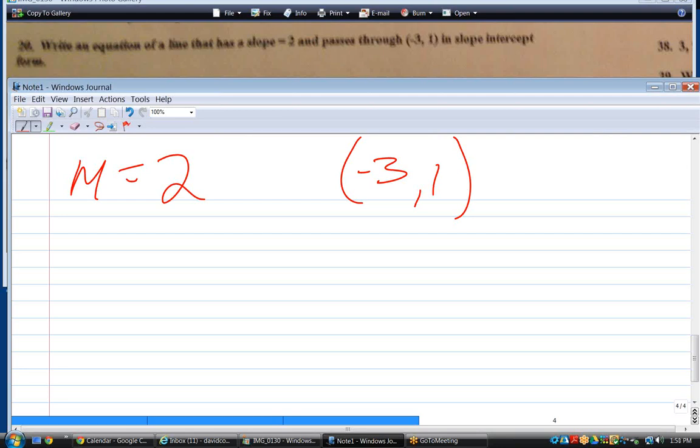Once you put it in point-slope form? Yeah, if you know point-slope form, that'd be perfect, actually. That's actually the best way to do it. But a lot of my students aren't nearly as comfortable with point-slope format as they are slope-intercept format. Do you know point-slope format? Yeah, a little bit. Isn't it y minus y1 equals m times x minus x1?